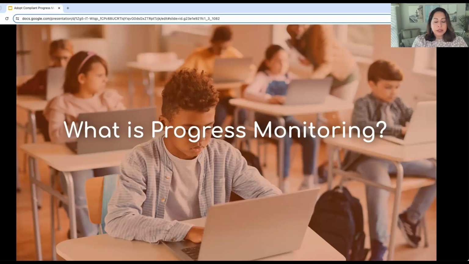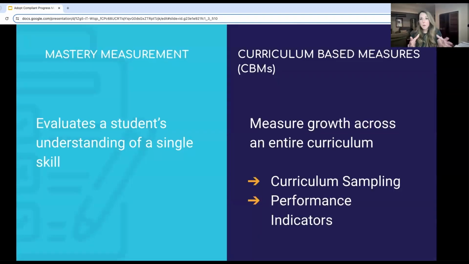But there's a big distinction between a teacher measuring progress toward a student mastering a specific skill and the valid, reliable progress monitoring that should take place for students receiving Tier 3 supports or special education. Right, so we divide progress monitoring into two categories: mastery measurement and curriculum-based measures, which today we will call CBMs. CBMs are also sometimes referred to as general outcome measures.